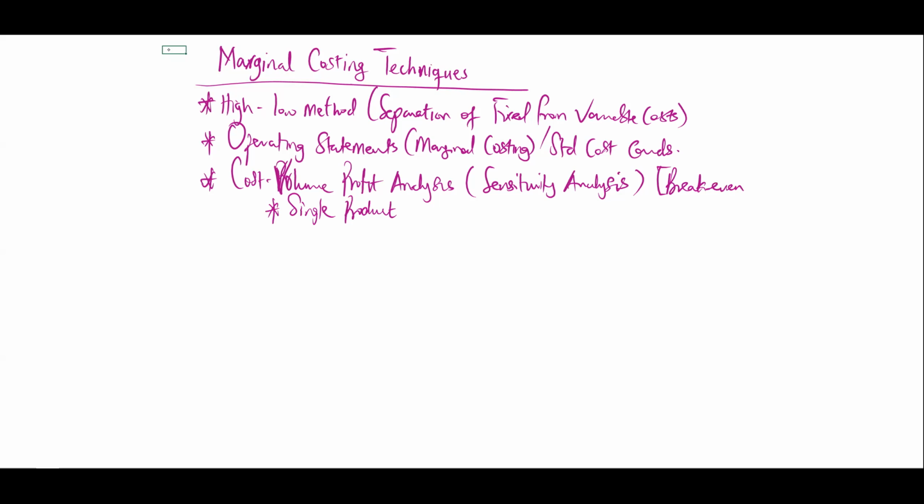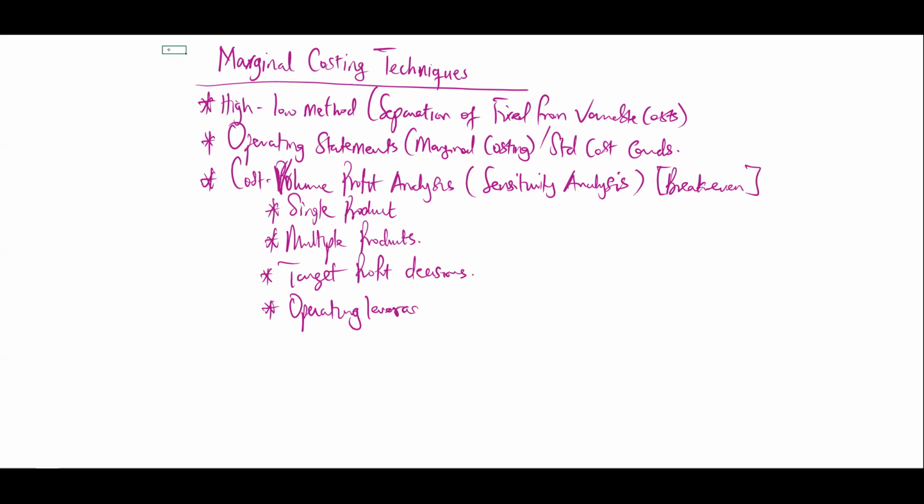then multiple products. Then we look at target profit decisions, and then operating gearing, operating leverage. So these are things that we have to understand here.